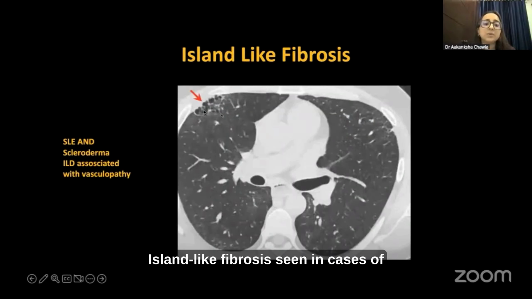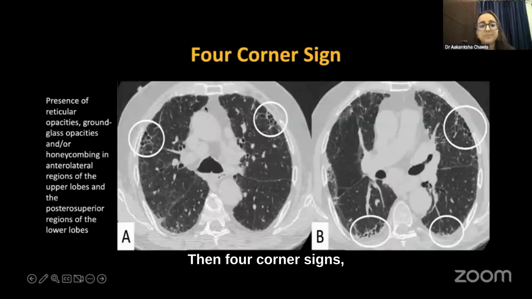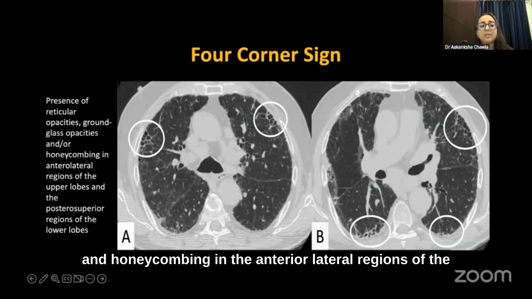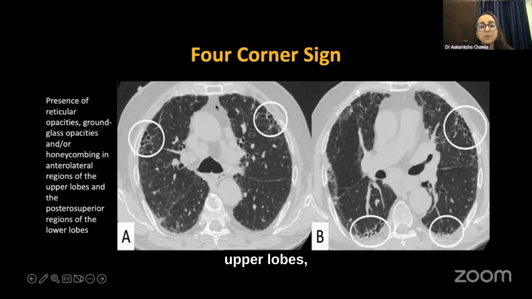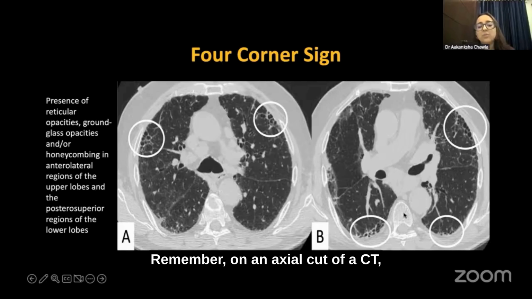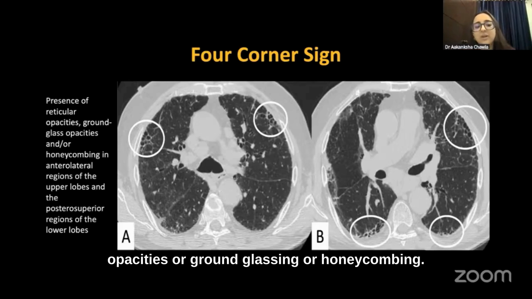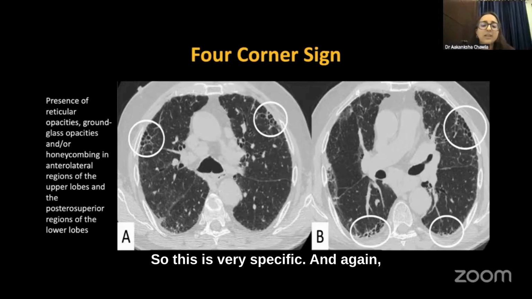Island-like fibrosis is seen in cases of SLE, scleroderma, ILD associated with vasculopathy. So you can see here, there is presence of fibrosis in the form of an island over here. Then four corner sign. So presence of reticular opacities, ground glassing, and honeycombing in the anterolateral regions of the upper lobes, as well as posterior regions of the lower lobes. Remember, on an axial cut of a CT, you will see in four corners presence of either reticular opacities or ground glassing or honeycombing. So this is very specific. And again, four corner sign is your fourth specific sign for connective tissue disease related ILD.